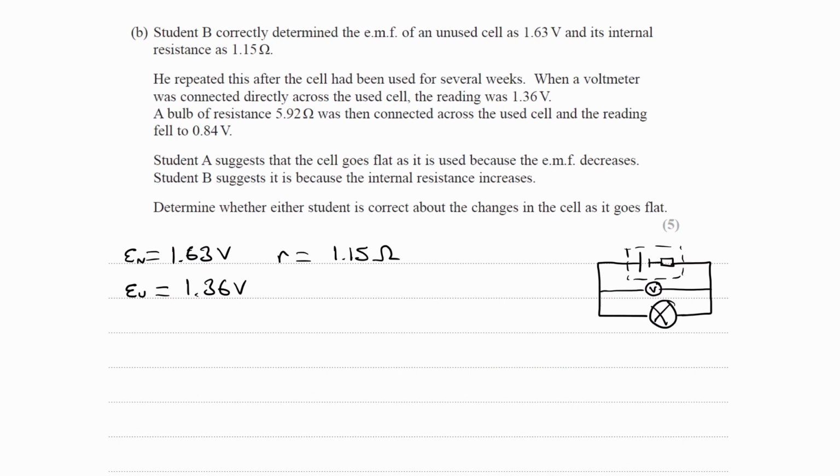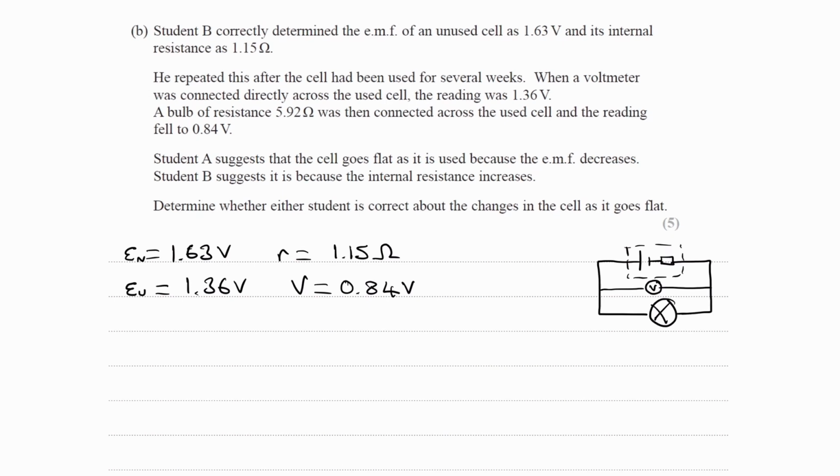And then we're told that the reading on the voltmeter is 0.84 volts. The 0.84 volts would be the terminal voltage, so that's capital V. So that's the voltage across the terminals of the cell or across the external load. And we know the external resistance is 5.92.